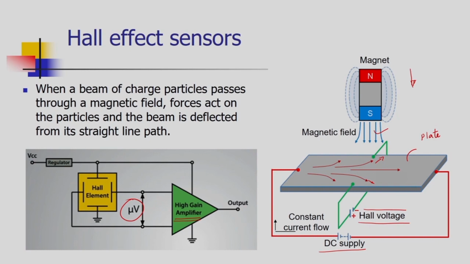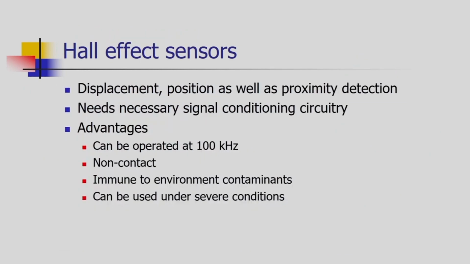Let us see what are the applications of Hall effect sensors. Hall effect sensors are used for sensing displacement, position as well as proximity. Of course, it needs signal conditioning circuitry, as I mentioned, the operational amplifiers.